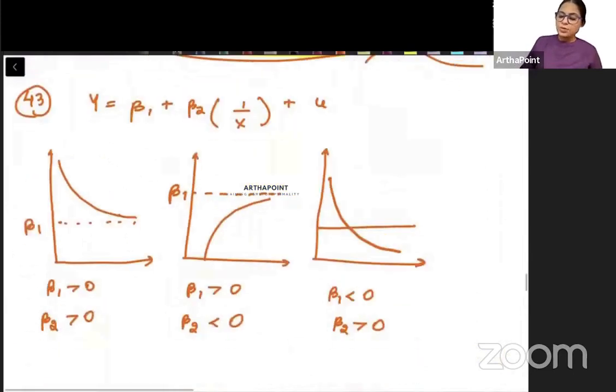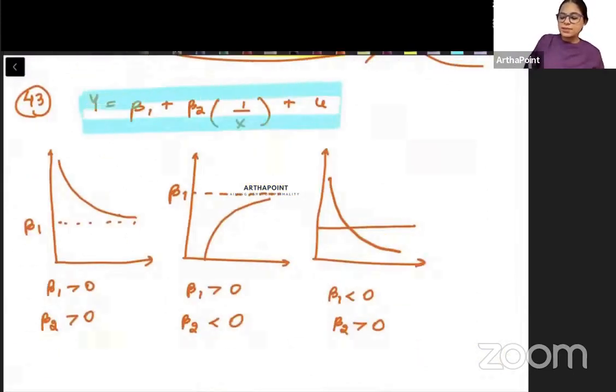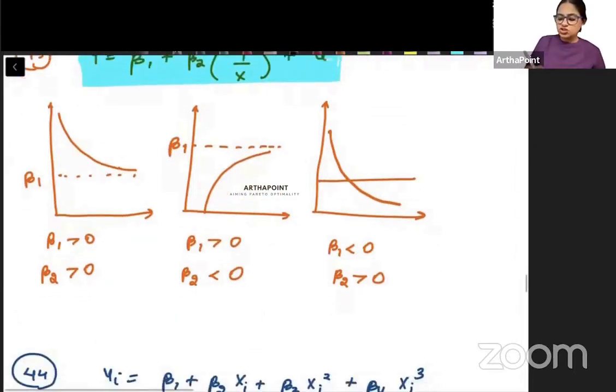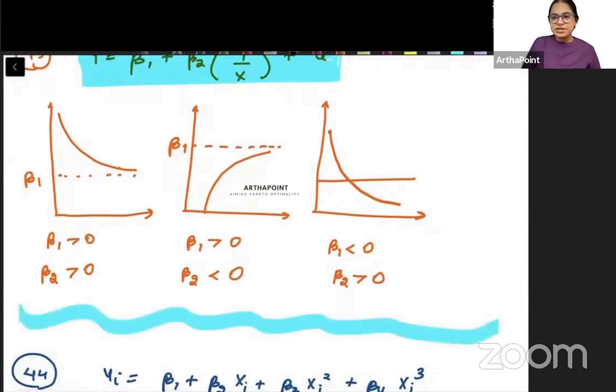ठीक है। Now बेटा, this question again is asked in exam. तो ये एक reciprocal model है. But how the curve changes as the value of betas change, this can be asked in your exam. So just remember कि if beta 1, beta 2 is greater than 0, then it is in the first quadrant, convex, decreasing.